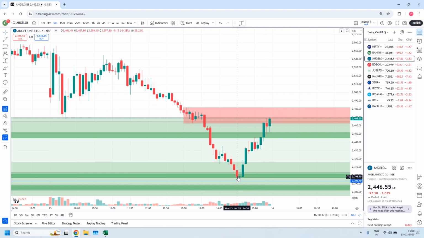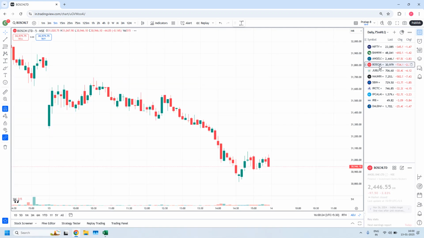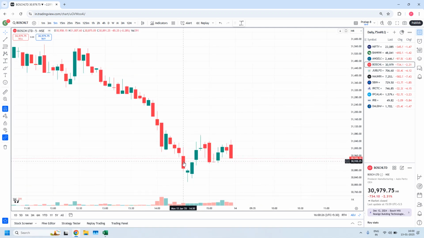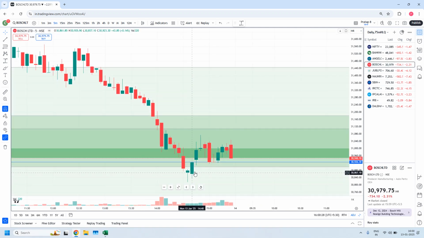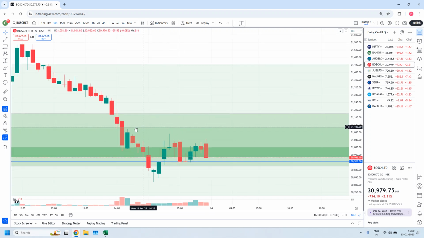See, by the time when price entered into the zone, what is the time? 2:30. And Bosch, you see, by the time it entered into the fine-tuned area, 2 o'clock 5 minutes. Last 1.5 hours. This is the candle, first it hit. After that, it pushed the prices up to the 5-minute zone. I told you, in the last 1 hour or 1.5 hours, if anybody is planning trades, you have to plan only for the 5-minute targets. So you have to exit.